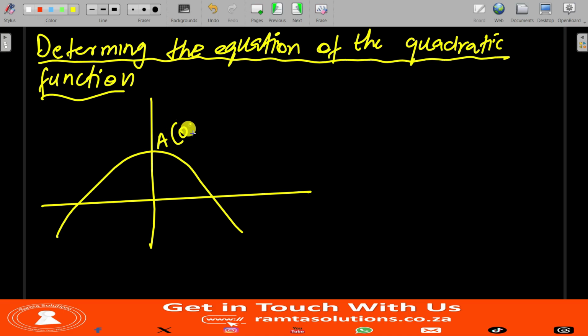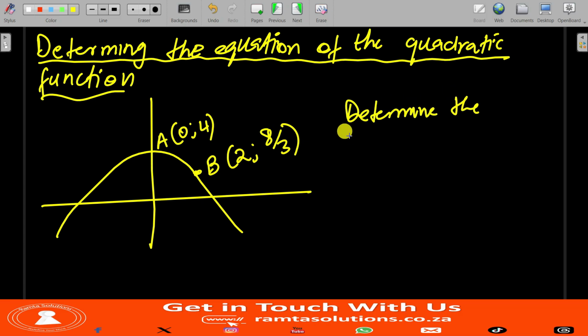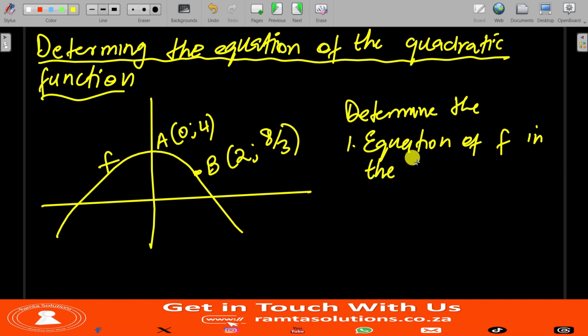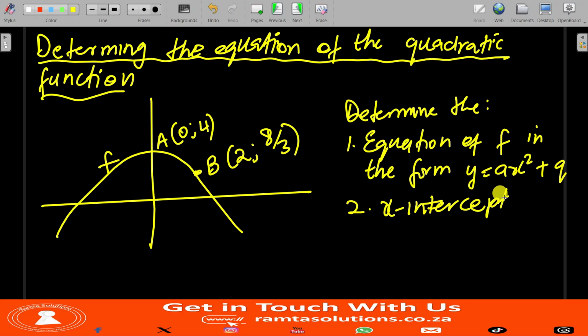It has coordinates 0 and 4. And then we have point B here. It's given to us as 2 and 8/3. All right. Now, the question says determine the equation of f in the form y equals ax squared plus q. And then I'm going to say the x-intercept, and 3, the range.